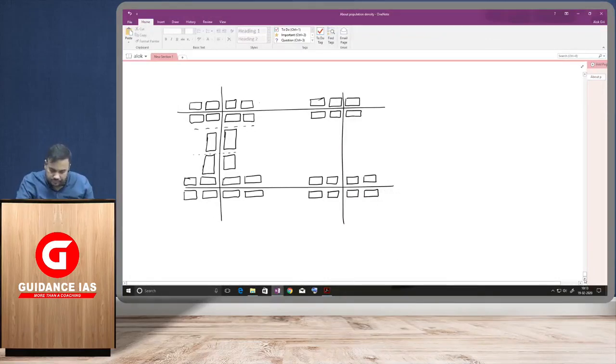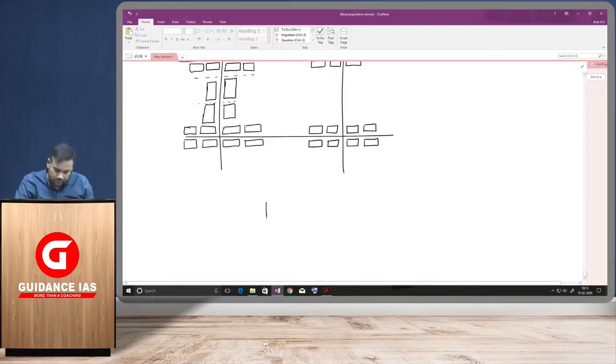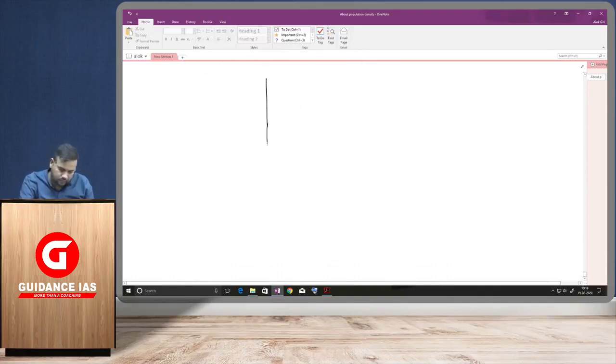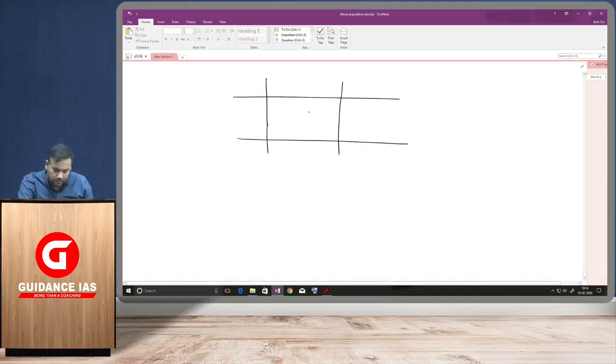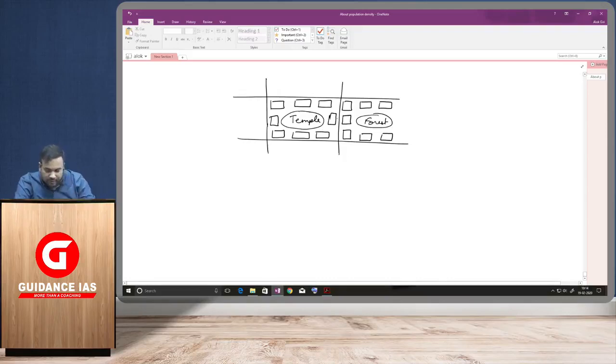So here there can be a temple, there can be a forest, and this type of arrangement would be found. So this is referred to as the hollow rectangular pattern.